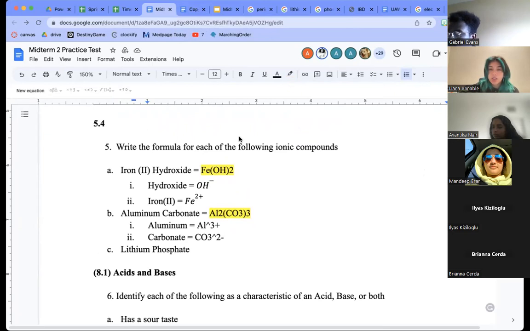If there's any questions, please ask. All right, if you're ready to move on, can I get a thumbs up? Yeah. All right, we got a good amount. Let's move on to the last one, which is lithium phosphate. What did you get for this one?